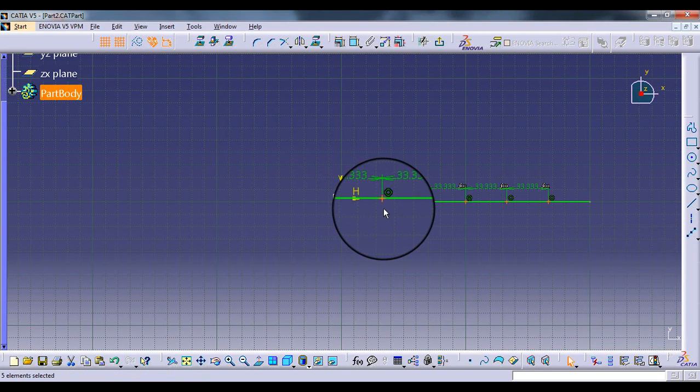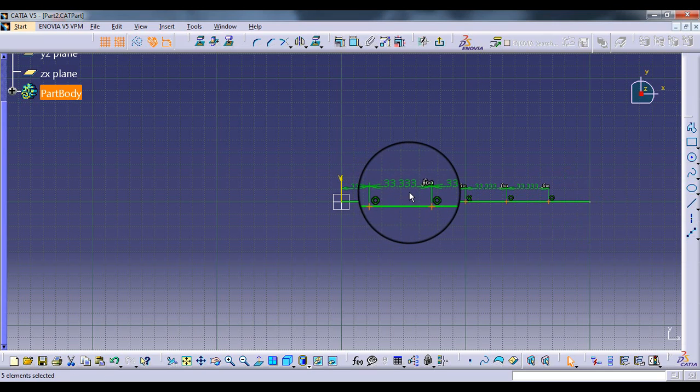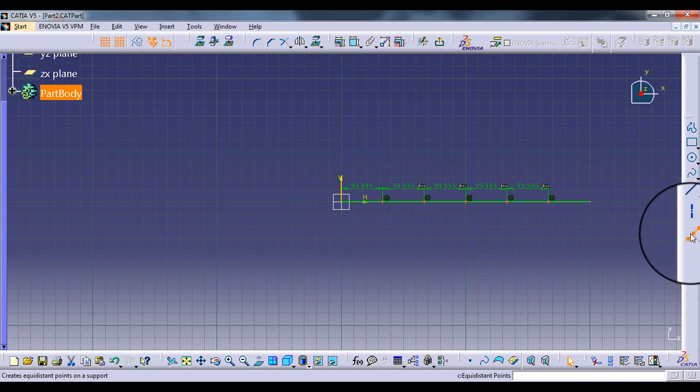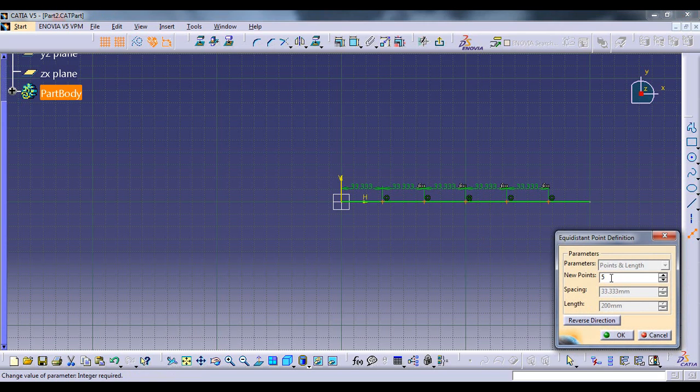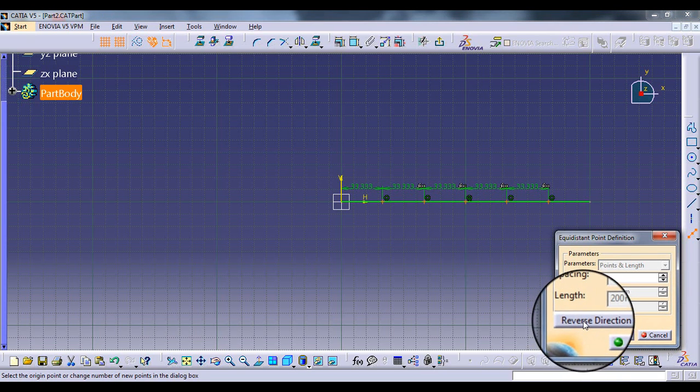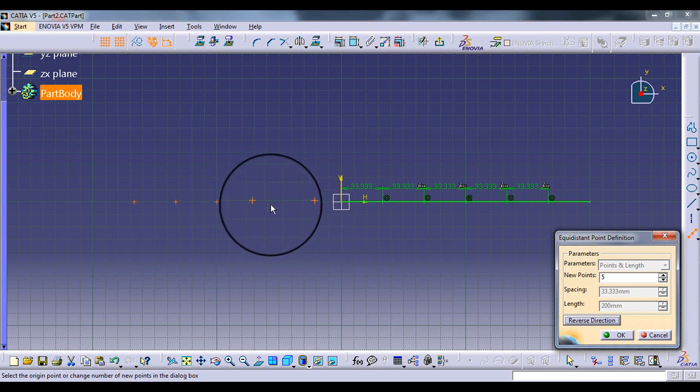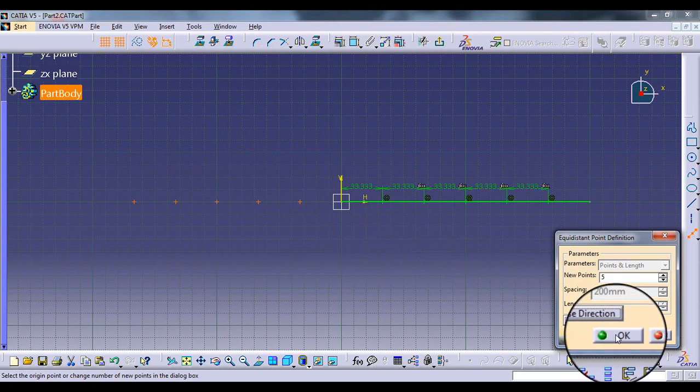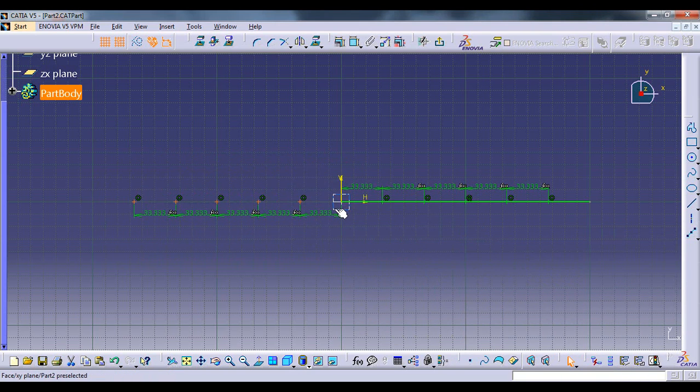So we can see that these 5 points are plotted on this line. The distance between every 2 points is 33.33 mm. Now I will select this command again, and I will again select this line. I will keep the same number of points, but this time I will choose the reverse direction option. So we can see that these points will be plotted on this side. When we choose the reverse direction option, points get plotted on the opposite side of the line.